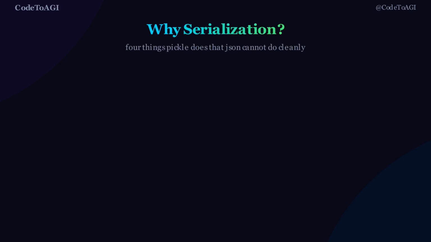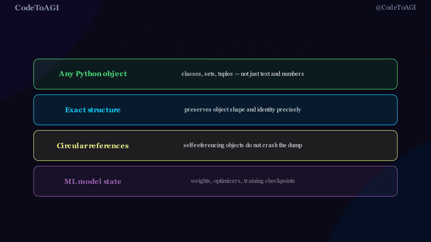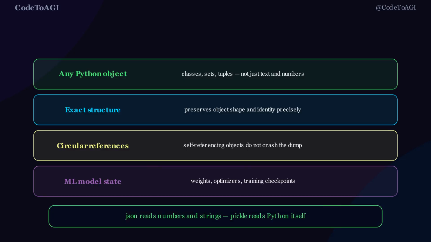Four things pickle does that JSON cannot do cleanly. First, it saves any Python object, not just text and numbers. Second, it preserves custom classes, sets, and tuples exactly. Third, it handles circular references without crashing. Fourth, it is the backbone of saving ML models. JSON reads numbers and strings. Pickle reads Python itself. That is the entire difference.